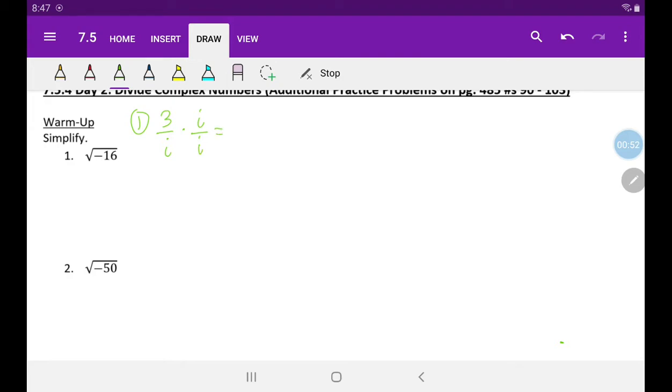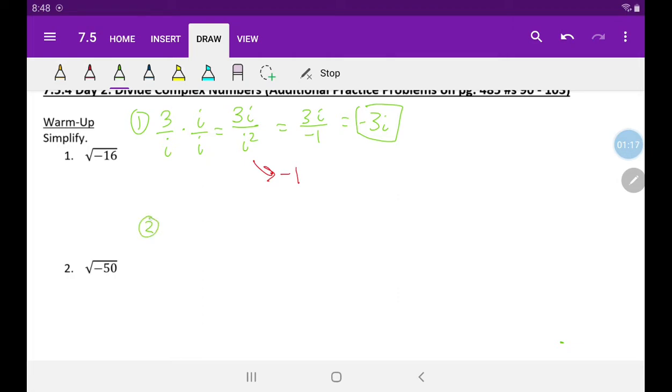If you multiply across your numerator, that's pretty easy. That becomes 3i. And then your denominator, i times i, is i squared. Remember, i squared is the same thing as -1. So this turns into 3i over -1, or just -3i. That's the best way to write your answer for number 1.